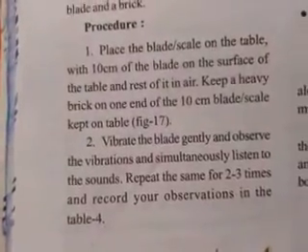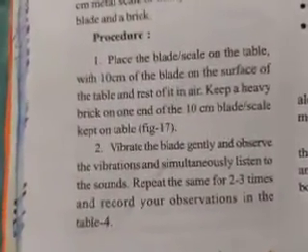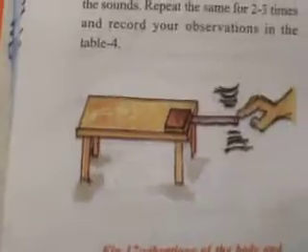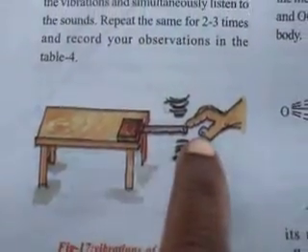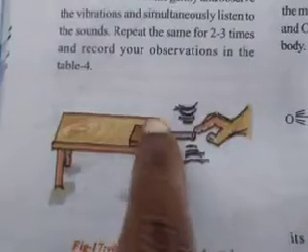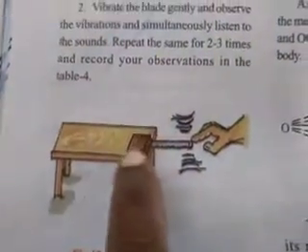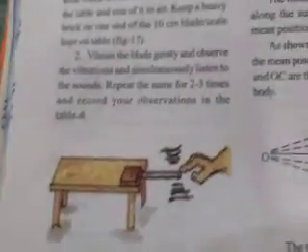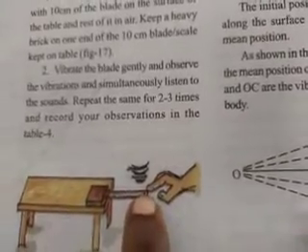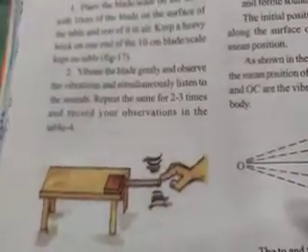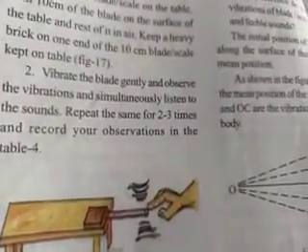And next, keep a brick on this 10 centimeter, children. Here the 10 centimeter is on the table, the remaining is outside the table. And here we are placing the brick in order to have a weight on it. And next we should press the blade gently, children. Gently means slowly. And observe the vibrations.